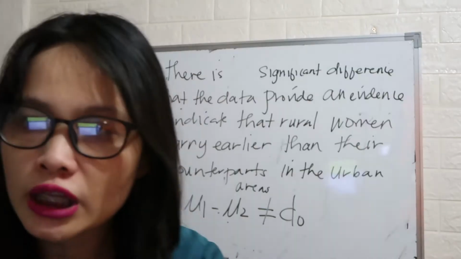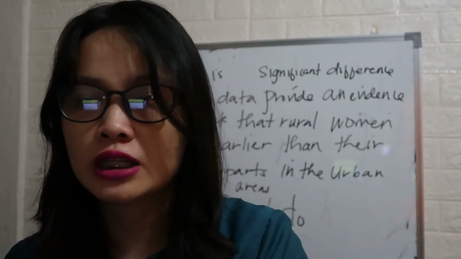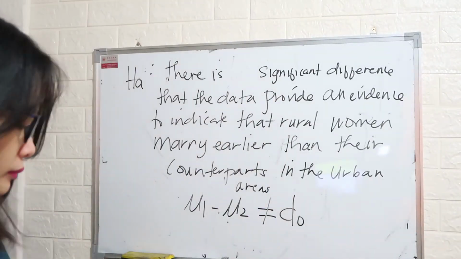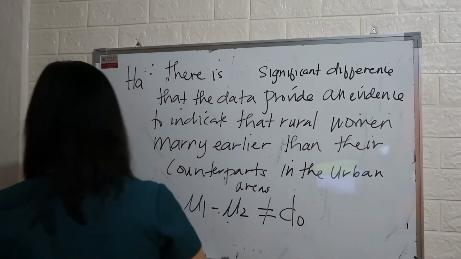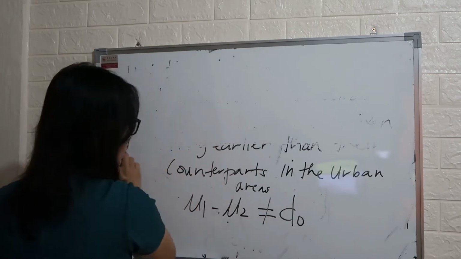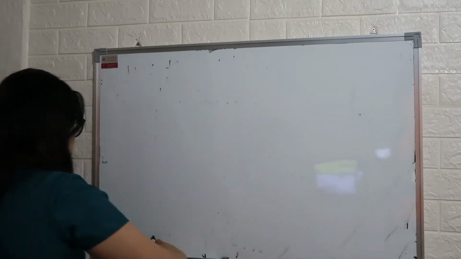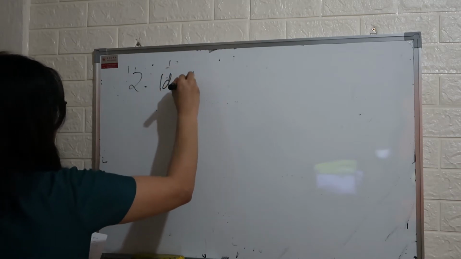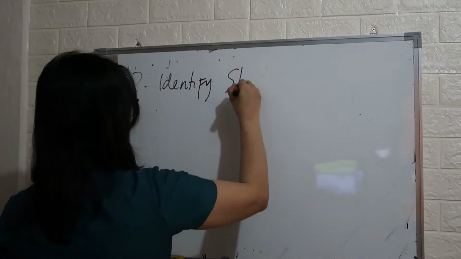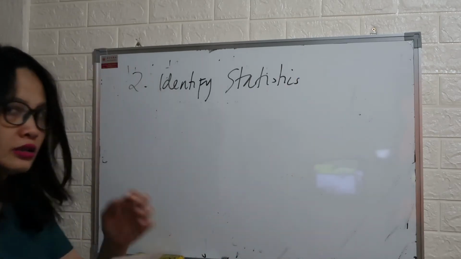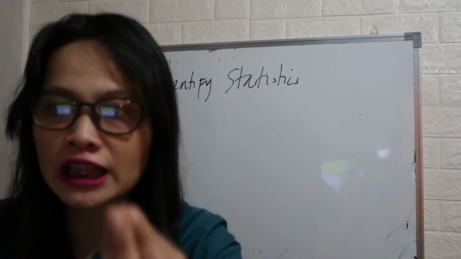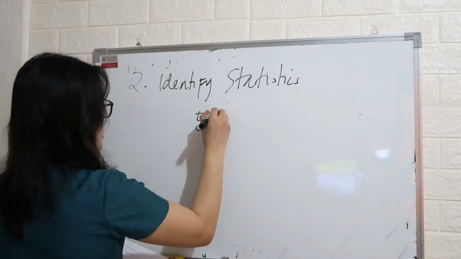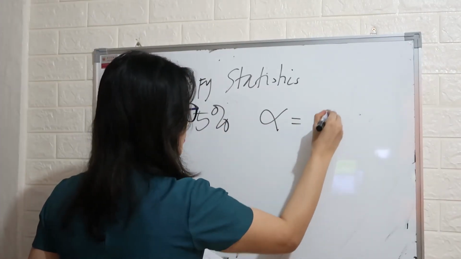Now, after we formulate the null and alternative hypothesis, the next procedure is to identify what test, so identify your statistic. That will be the second procedure. It says in the problem, use the 5% level of significance. So 5% level of significance, meaning your alpha is equal to 0.05.